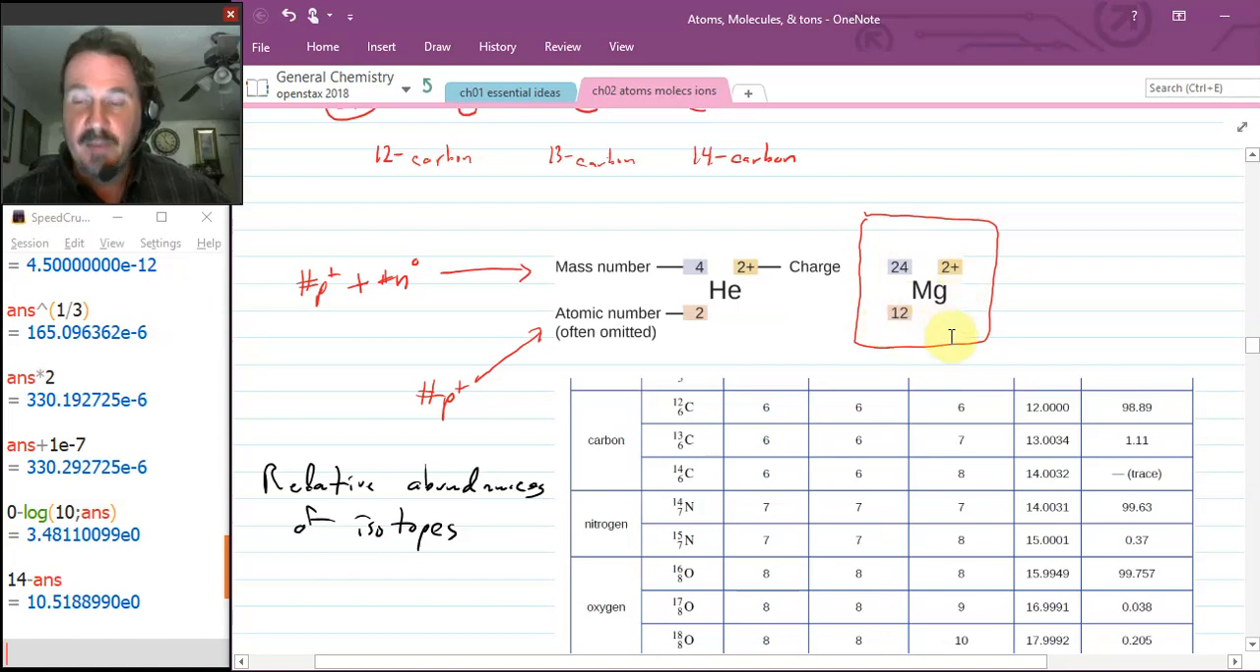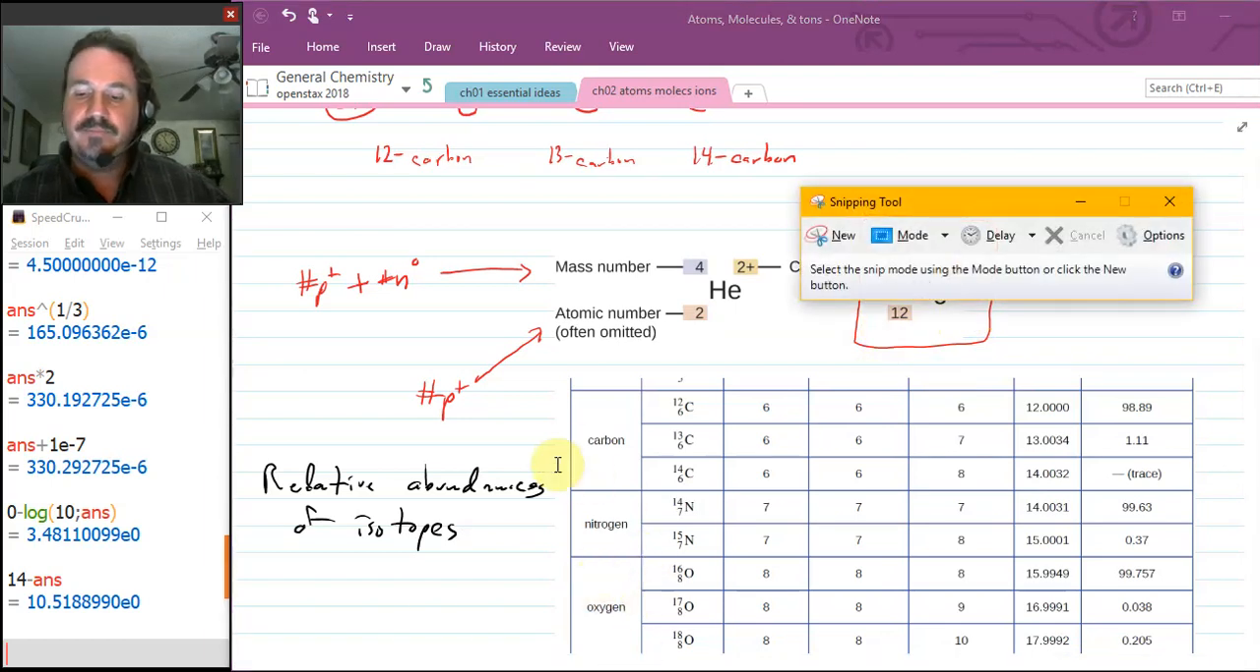Okay. So, for example, here's magnesium 24, 12 with a 2 plus. So this is a magnesium ion. It's lost 2 electrons. That's why it's got a +2 charge there. It's got a total mass, that is to say protons plus neutrons, of 24. And it's got, of course, 12 protons. Why does it have 12 protons?